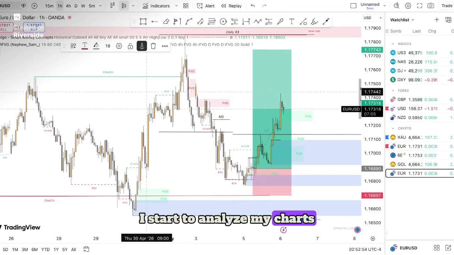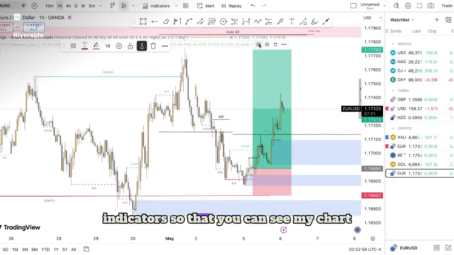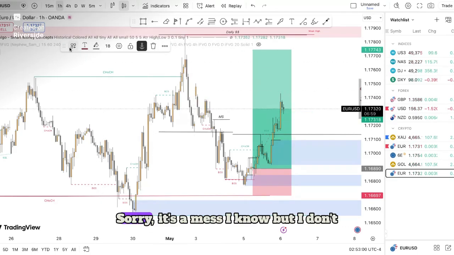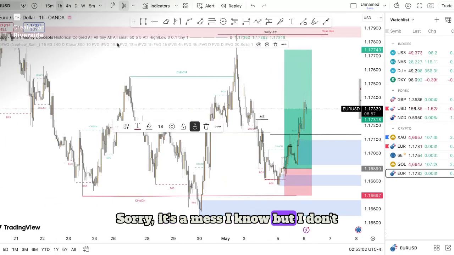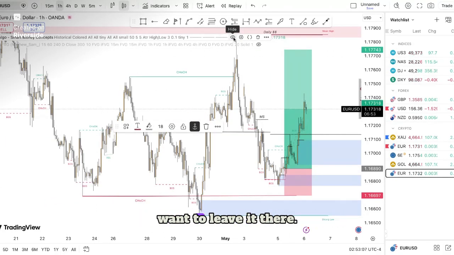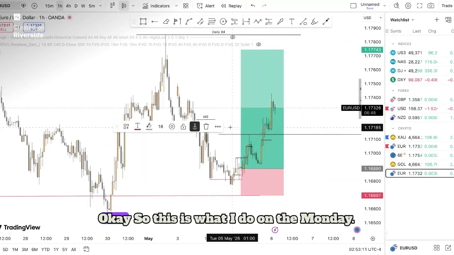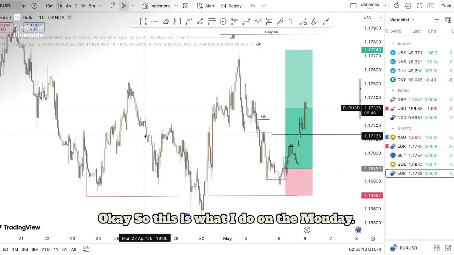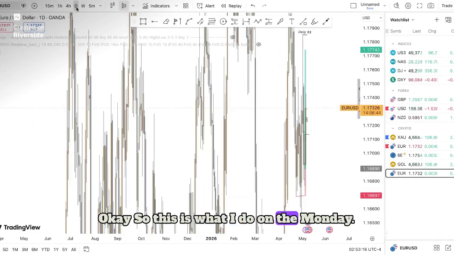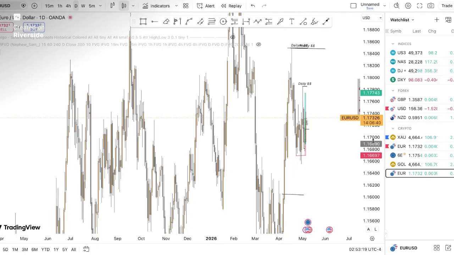to analyze my charts, I'm going to take off all of these indicators so that you can see my chart clearly. Sorry, it's a mess, I know, but I don't want to take everything out. Normally, I would just take everything out, but I don't want to take it out. I just want to leave it there. Let me take a bit out. Okay, so this is what I do on the Monday. So if you don't know this, know now.